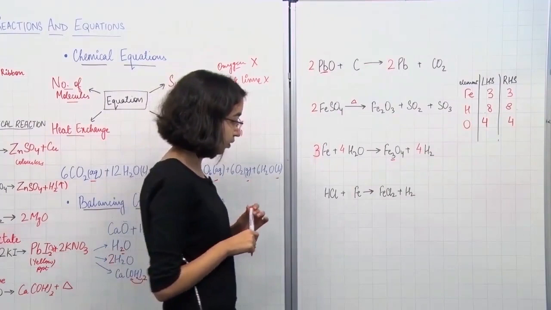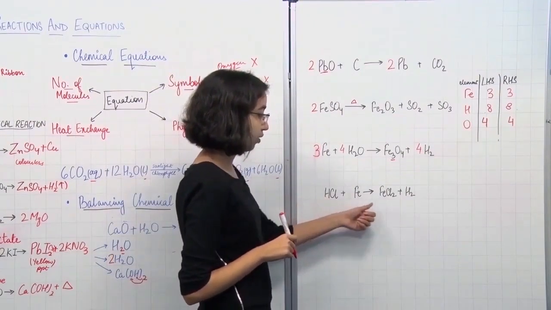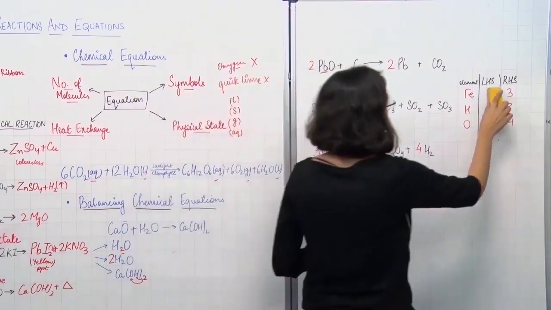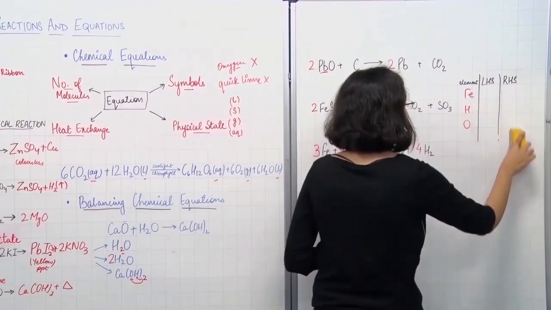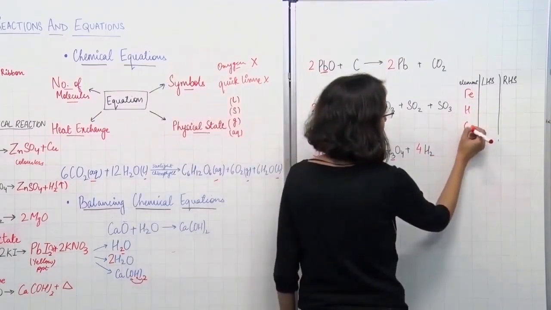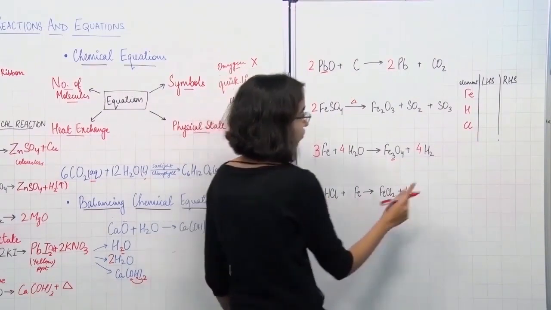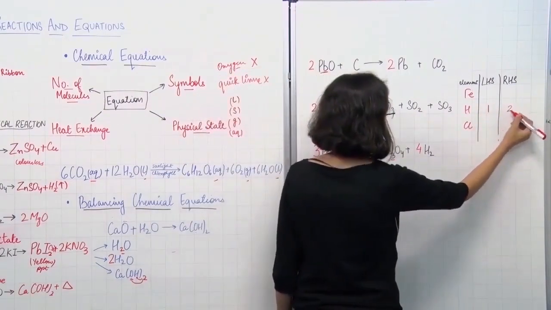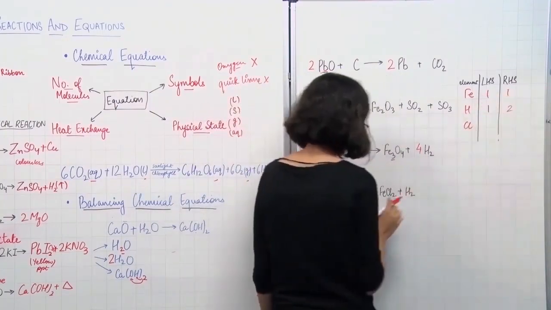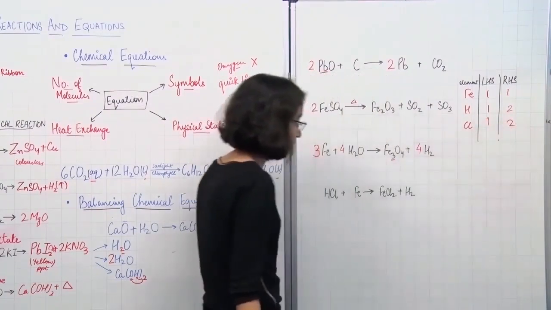Let's do this last example, it is very simple. We are reacting hydrochloric acid with iron to form FeCl2 and hydrogen gas. The 3 elements here are Fe, H and Cl. Now for H there is 1 here and 2 there. For Fe there is 1, 1. For Cl there is 1 here and 2 there, right?